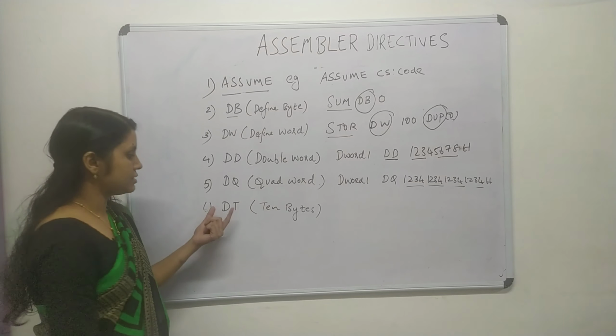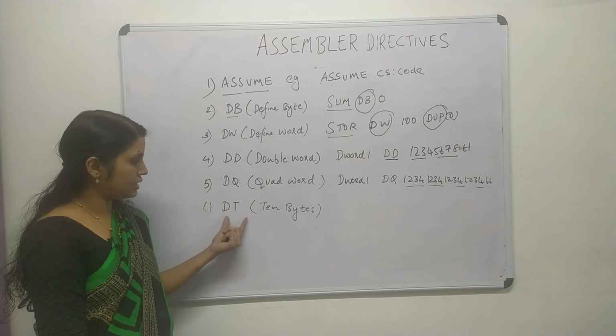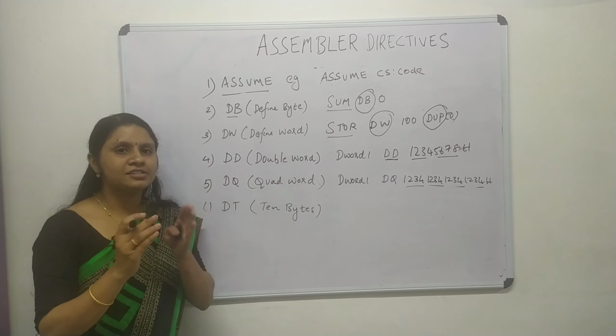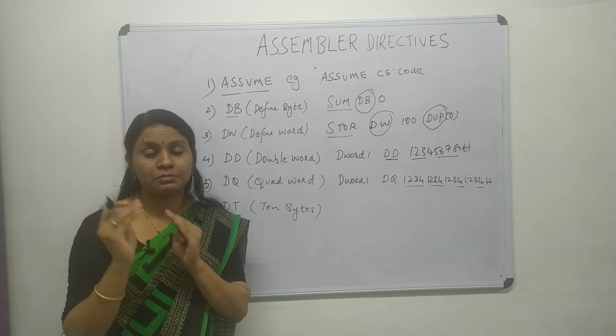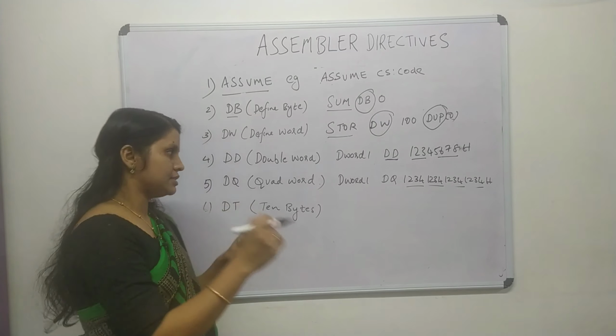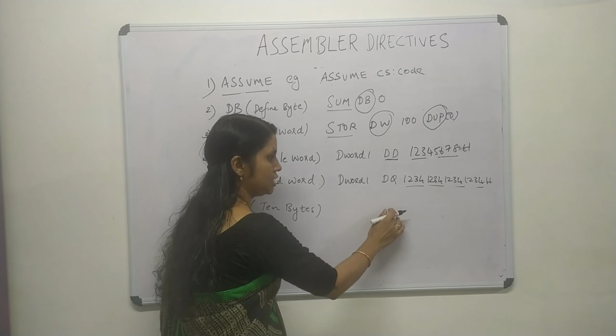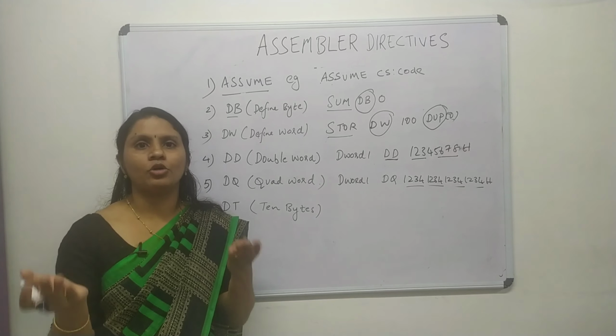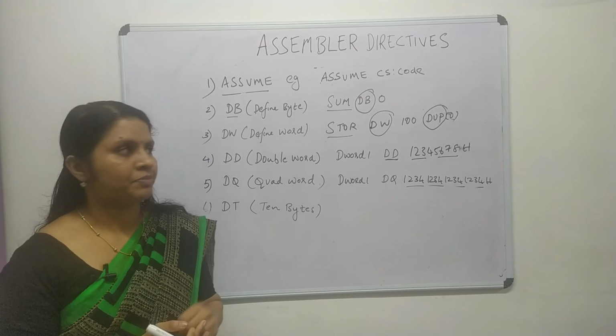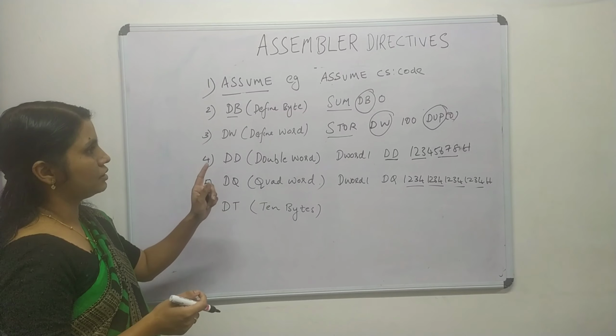Okay. Then next is dt. dt is 10 bytes. That is, you can allocate 10 bytes of storage to a variable. Just like this, with dt you can allocate 10 bytes of storage. 10 bytes means what? How many bits? 80 bits.